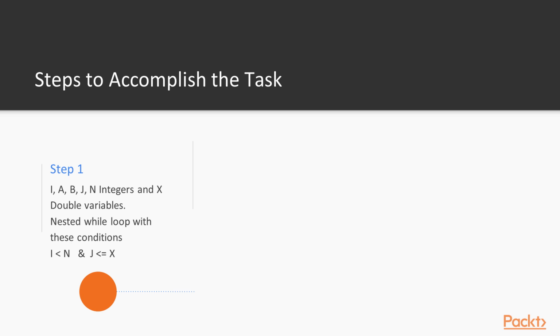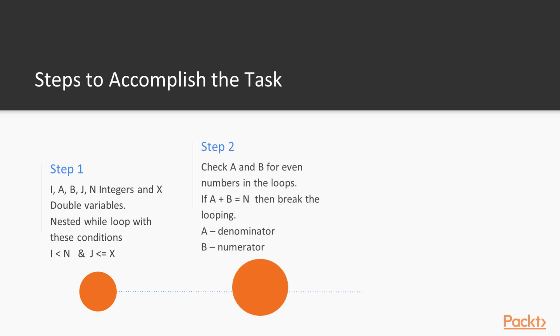Steps to accomplish the task. Step 1. We have to declare i, a, b, j, n or other named integer variables, and we have to add another x double variable. And we have to declare a nested while loop with these conditions: i less than n, j less than or equal to x. Next step is to check a and b for even numbers in the while loops.